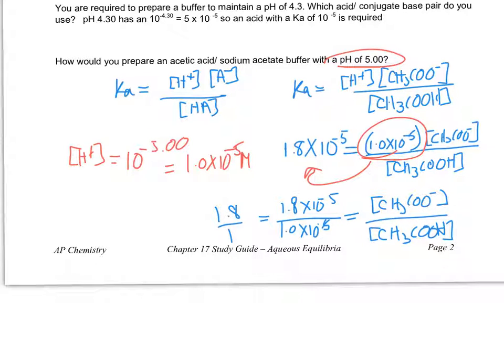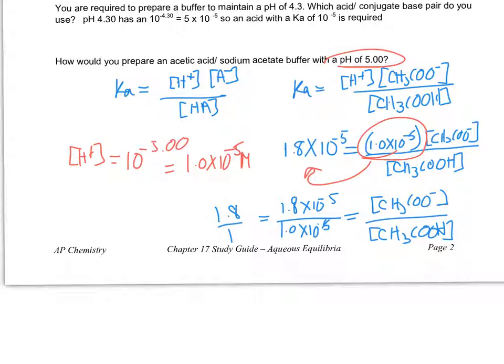What is that telling you? That's telling me that I want to make this buffer so that my acetate ion concentration would be 1.8 times the concentration of my acetic acid. It doesn't matter how much I use. It doesn't matter what the volume is. As long as the acetate ion concentration is 1.8 times the concentration of my CH3COOH, that's fine. So if I, for example, make the acetic acid 1 molar, then the acetate ion would be 1.8 molar.